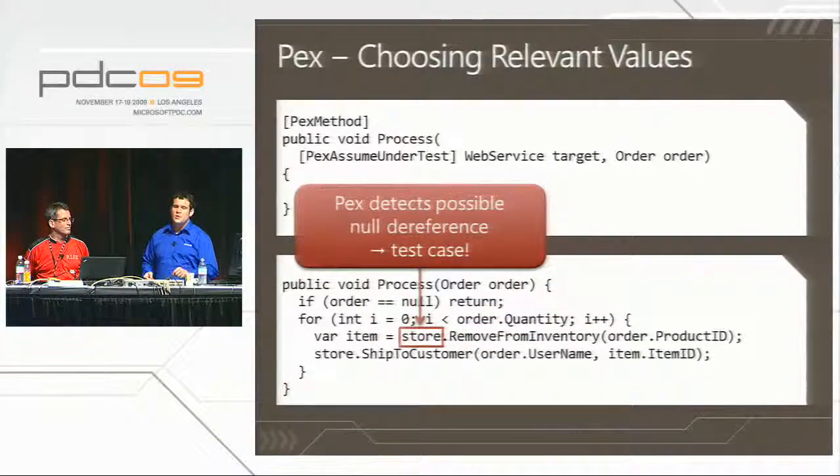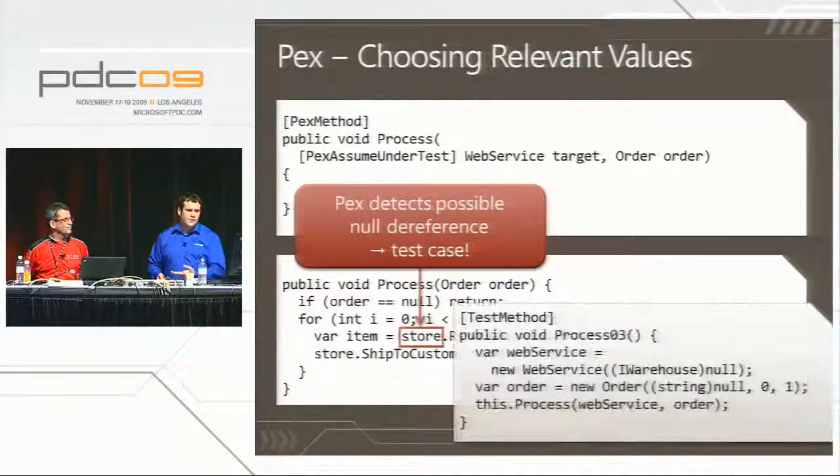And then you probably remember we hit this issue with the store. It can be null. And then we get a test case like this, traditional unit test, which sets up the data. And then, in fact, it calls back into the parameterized unit test. OK, so this is how PEX works.